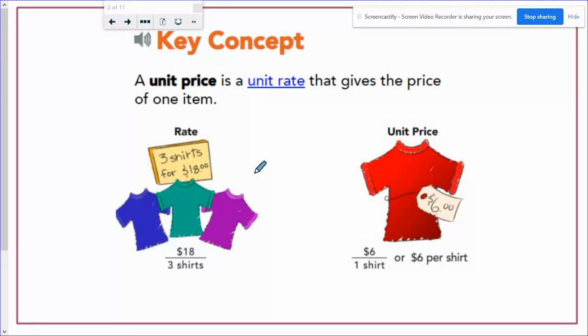As we know from our last lesson with unit rates, a unit rate is a rate per one. So a unit price is going to be the price of one item. For instance, if we have $18 for 3 shirts, that would be a unit rate of $6 per shirt. So let's see what this looks like with some real-world examples.